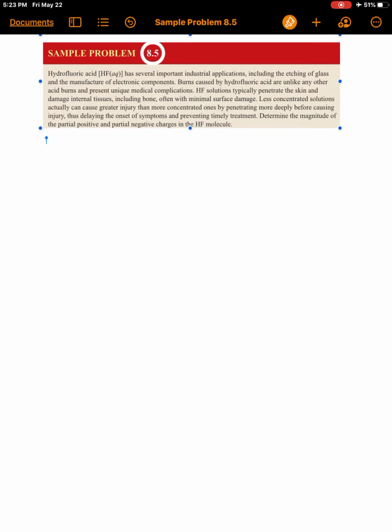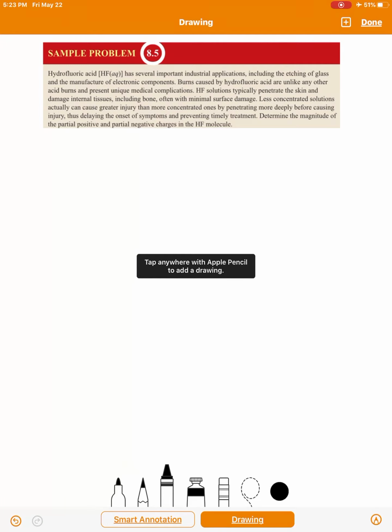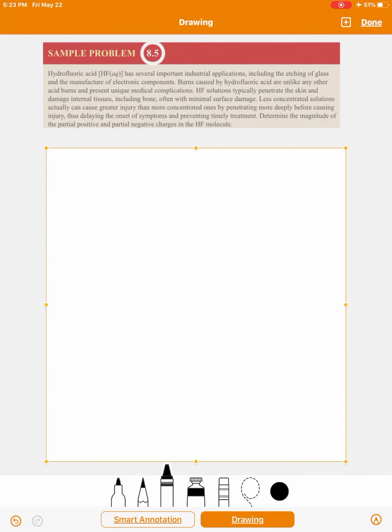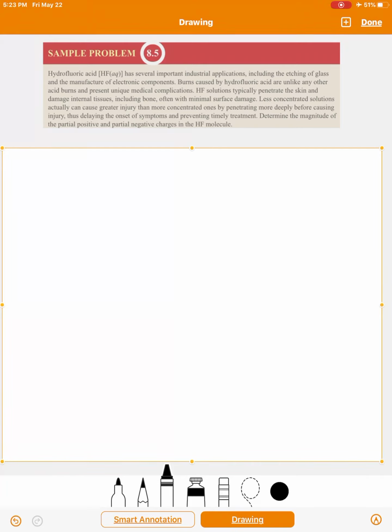Okay, sample problem 8.5. Hydrofluoric acid, HF, has several important industrial applications, including the etching of glass and manufacture of electronic components. Burns caused by hydrofluoric acid are unlike any other acid burns and present unique medical complications. HF solutions typically penetrate the skin and damage internal tissues, including bone, often with minimal surface damage. Less concentrated solutions can actually cause greater injury than the more concentrated ones by penetrating more deeply before causing injury, thus delaying the onset of symptoms and preventing timely treatment.